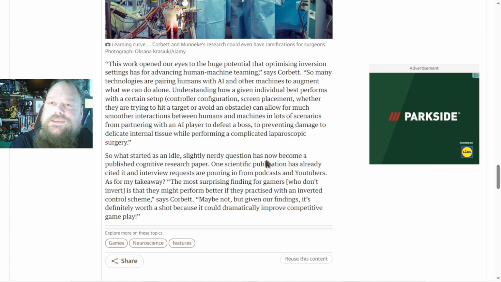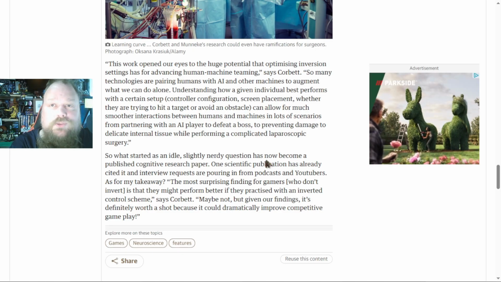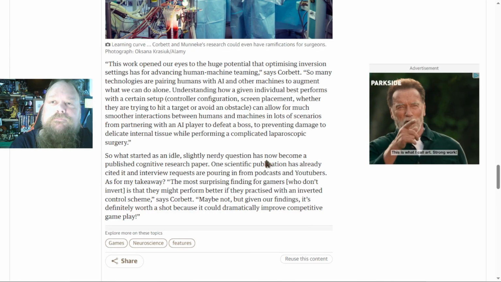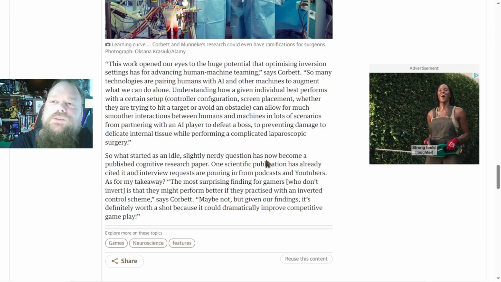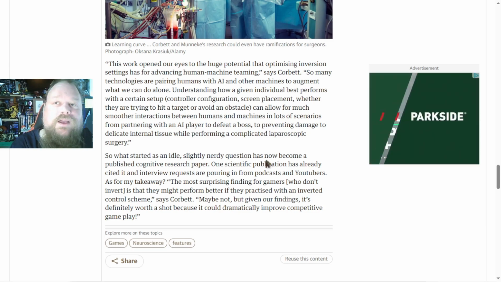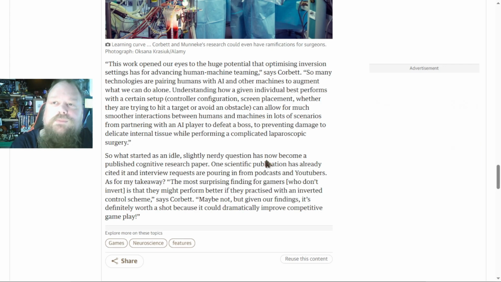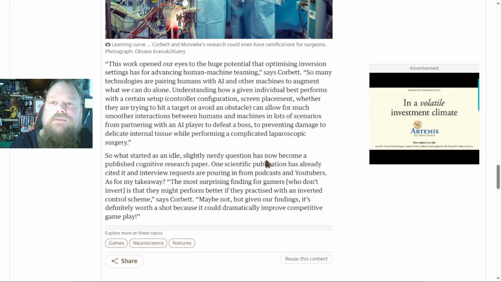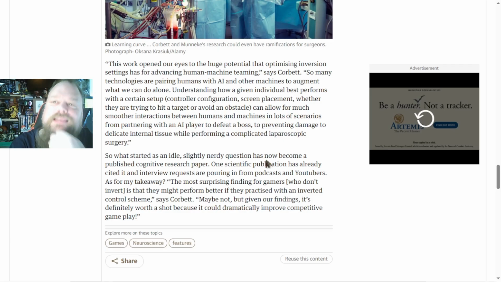So many technologies are pairing humans with AI and other machines to augment what we can do alone. Understanding how a given individual best performs with a certain setup, controller configuration, screen placement, whether they're trying to hit a target or avoid an obstacle, for example, can allow for much smoother interactions between humans and machines in lots of scenarios. From partnering with an AI player to defeat a boss, to preventing damage to delicate internal tissue while performing complicated laparoscopic surgery. What started as an idle, slightly nerdy question has now become a published cognitive research paper.